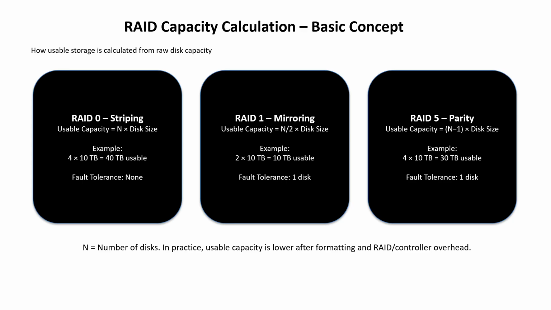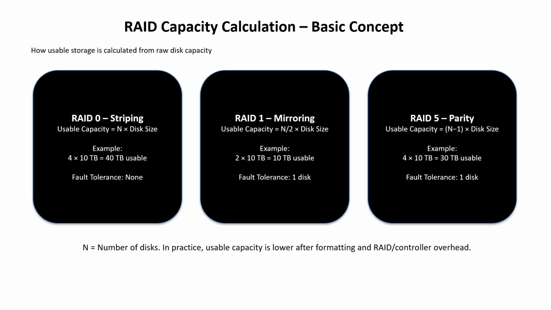Finally, we'll also discuss RAID 5, which uses parity. RAID 5 uses one disk equivalent of capacity for parity information. For example, if we have four disks of 10 TB each, then 4 into 10 TB is 40 TB raw capacity. One disk equivalent is used for parity, therefore 4 minus 1 into 10 TB is equal to 30 TB. So 30 TB will be your usable capacity.